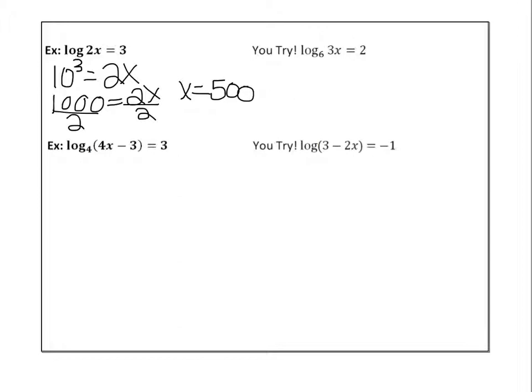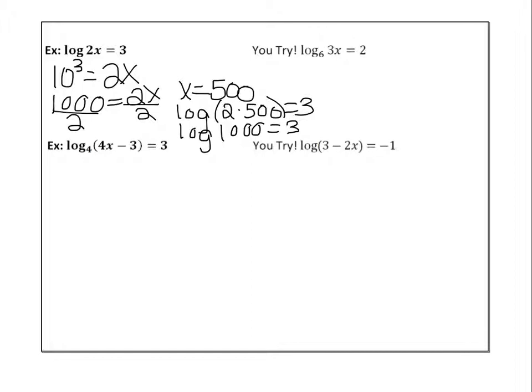Now we have to check this. So this one's going to be easy to check because it's a base of 10 already. So we're going to go log of 2 times x, so 2 times 500, and we want it to equal 3. Well, 2 times 500 is 1,000.